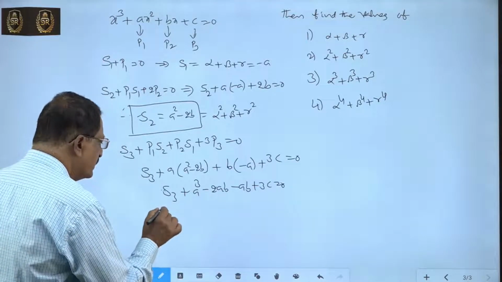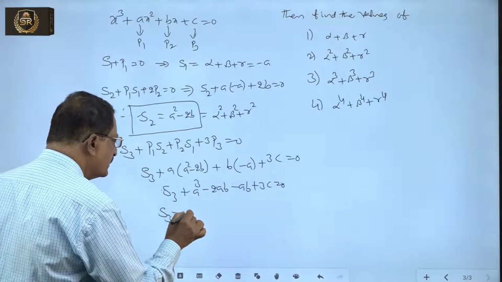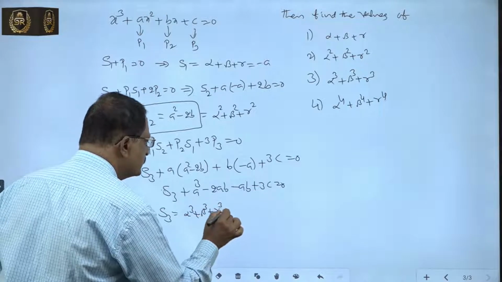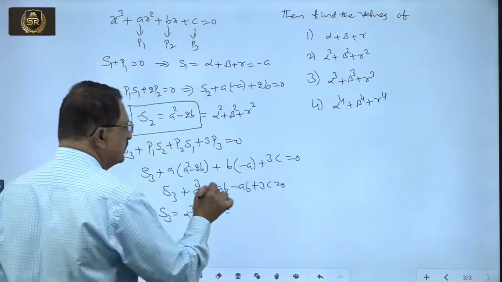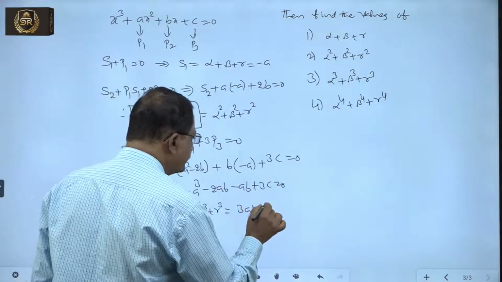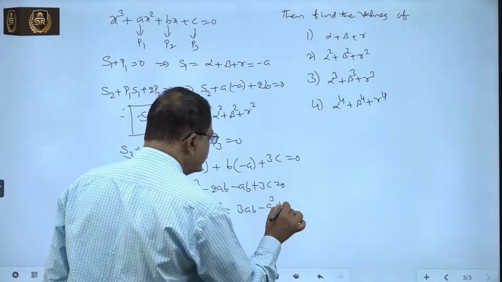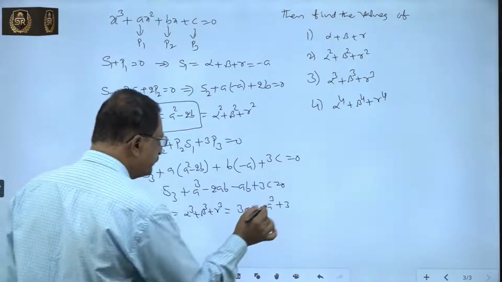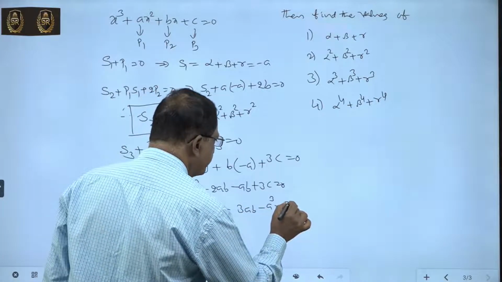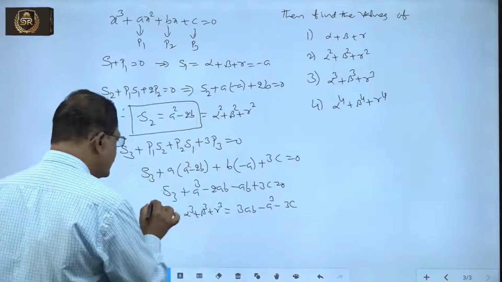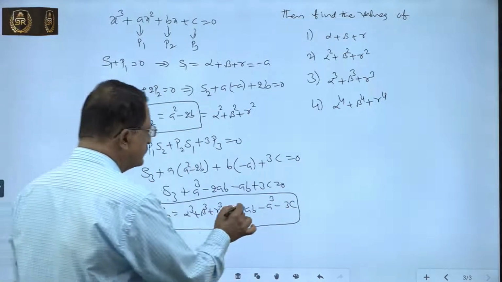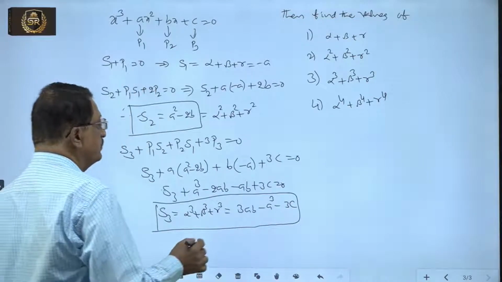Now, therefore, S3 equals alpha cube plus beta cube plus gamma cube. Taking these terms to the right side, we get 3AB minus A cube minus 3C. So S3, or alpha cube plus beta cube plus gamma cube, equals 3AB minus A cube minus 3C.